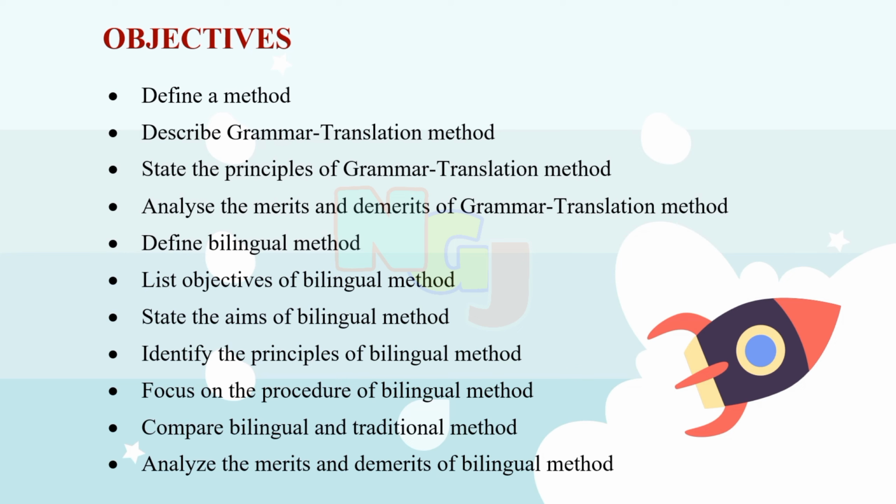At the end of this lecture, you will be able to define what a method is, describe grammar translation method. You will be able to state the principles of grammar translation method, analyze the merits and demerits of grammar translation method, define bilingual method, list objectives of bilingual method, and state the aims of bilingual method, identify the principles of bilingual method, focus on the procedure of bilingual method, compare bilingual method and traditional method, that is grammar translation method, and also analyze the merits and demerits of bilingual method.